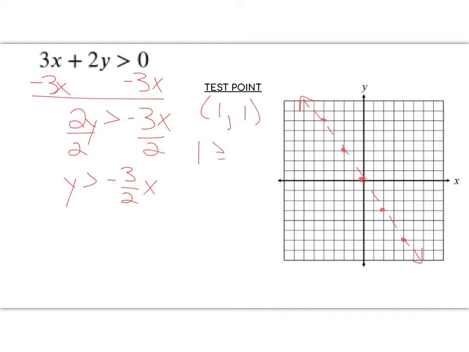Is 1 greater than or equal to negative 3/2 times 1? So is 1 greater than or equal to negative 3/2? Well, any positive is greater than any negative, right? So that's a true statement. So that means that 1, 1 is one of my solutions. So every other point on that side of the line is a solution, and we would shade it that way.